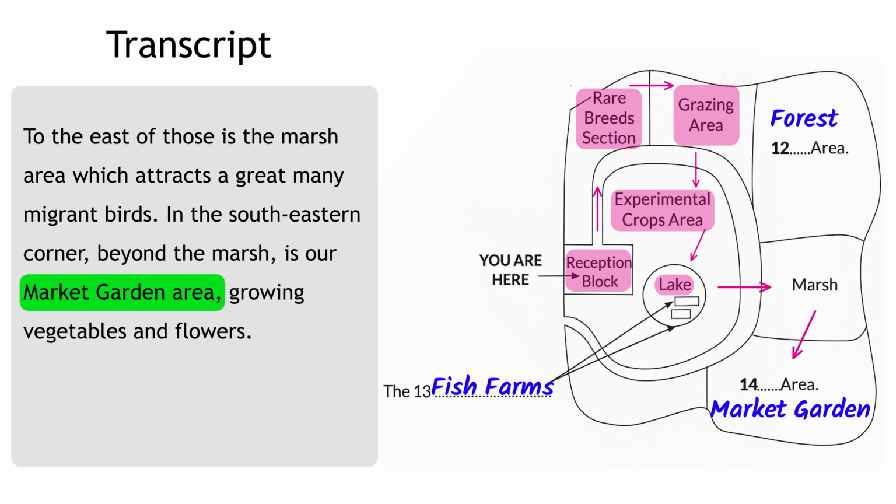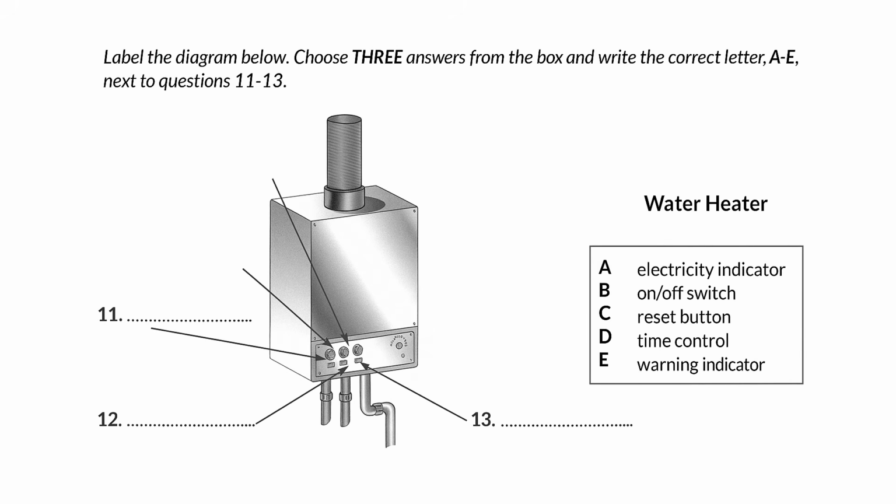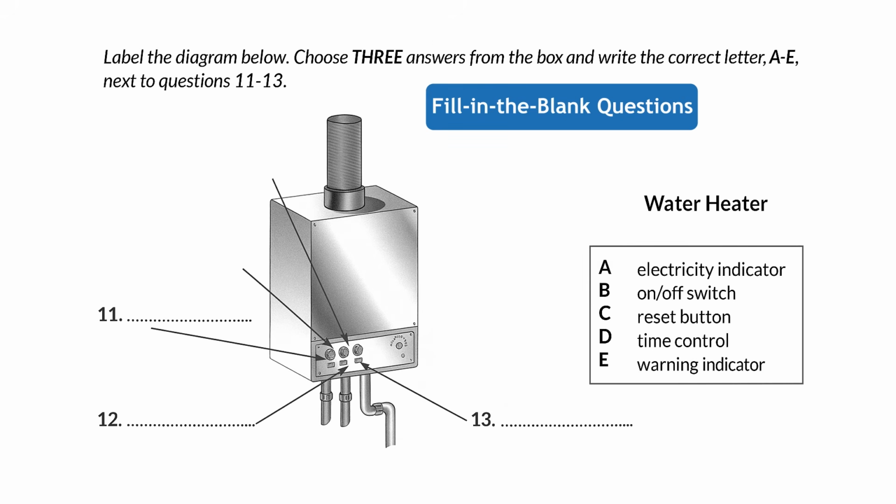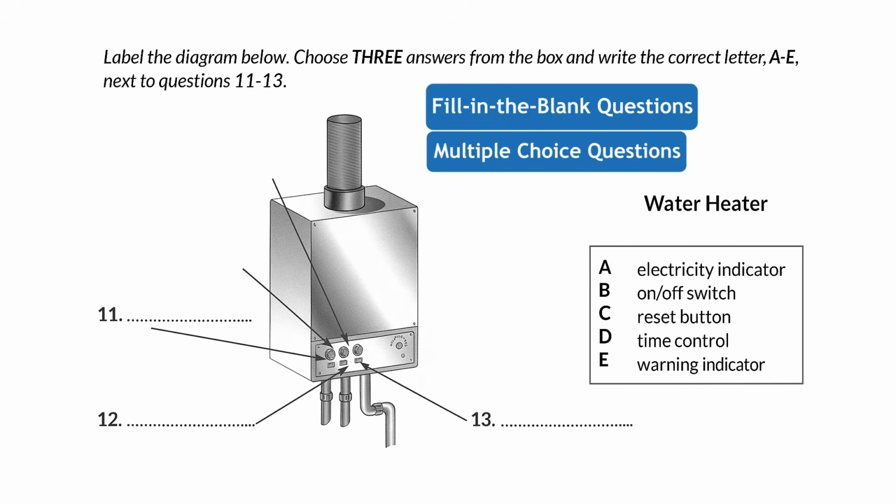And there are also diagrams in section 2 of the listening test. Diagrams usually appear, as I said, in section 2, and they're similar to multiple choice or fill in the blanks. And also, like map questions, diagram questions come in two types. They can take the form of fill in the blank questions or multiple choice questions.